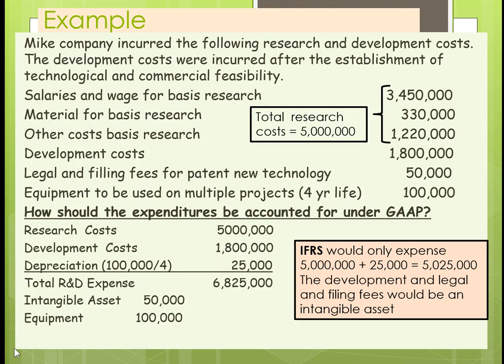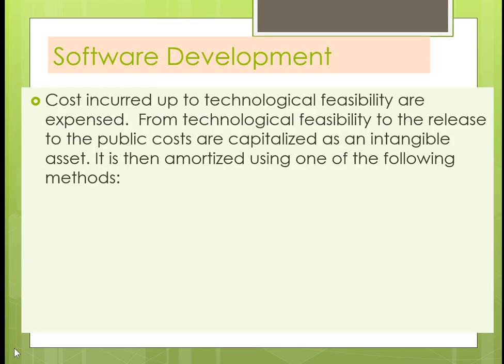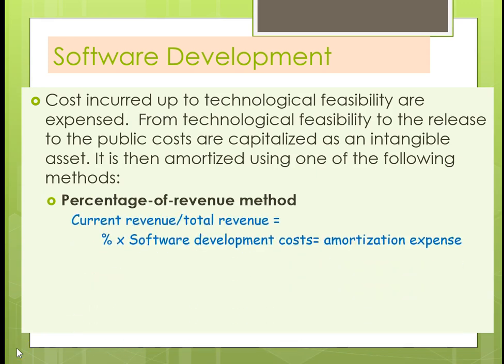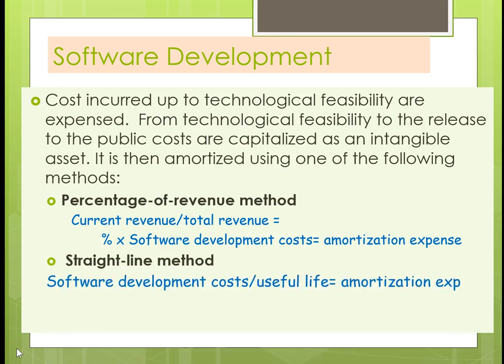Now let's take a look at software development. Software development costs incurred up to technological feasibility are expensed. From technological feasibility to the release to the public, costs are capitalized as an intangible asset, and then they're allocated based on two different methods. One is the percentage of revenue method: the current revenue divided by the total revenue tells you how much of the costs we're going to amortize each period. And the straight line method, we just take the costs and divide by the useful life, and that gives you your amortization expense.